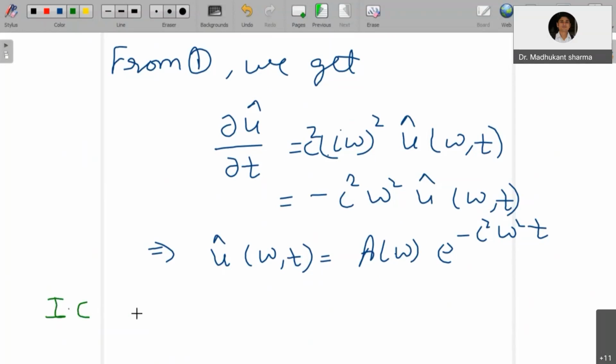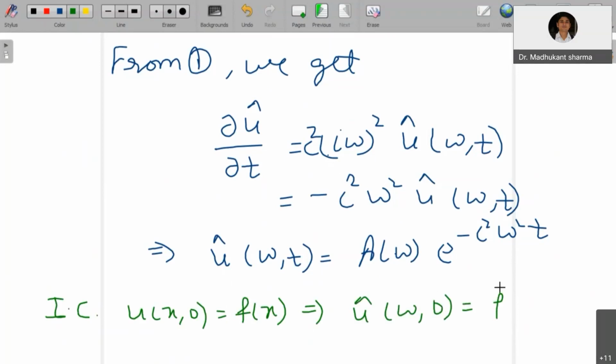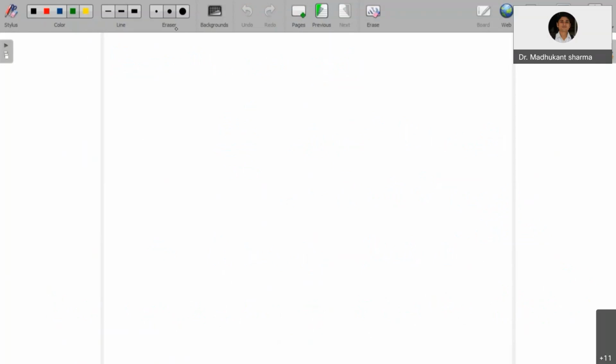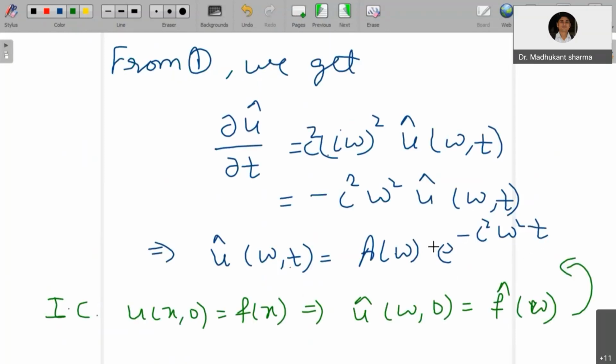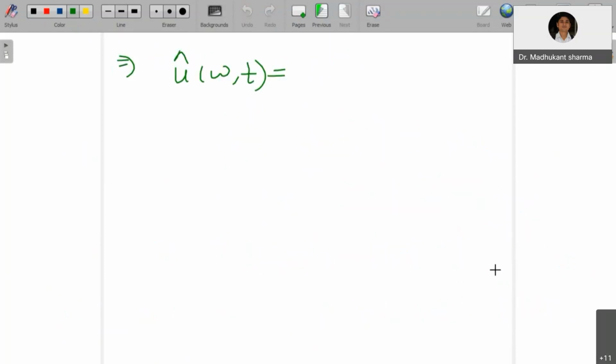Now this initial condition u(x, 0) equals f(x) implies û(w, 0) is equal to f cap, the Fourier transform of f. If you take the Fourier transform on both sides at t equals 0, you will get this. So now utilize this here. This implies û(w, t) is equal to, if you put t equals 0, this coefficient e to the power 0 is 1, you know. A(w) is f cap of w. So finally, this is going to be f cap of w times e to the power minus c^2 w^2 t.